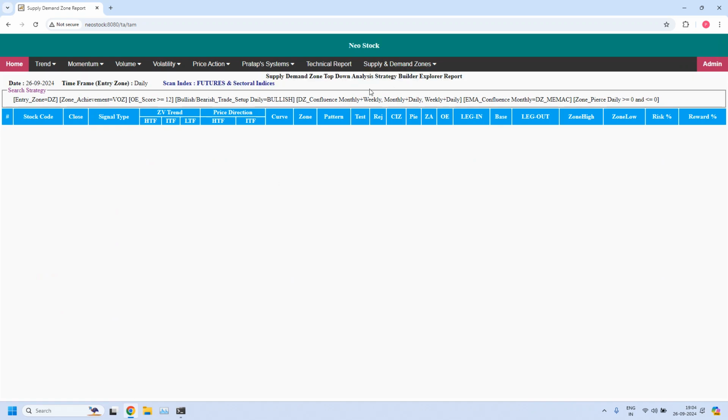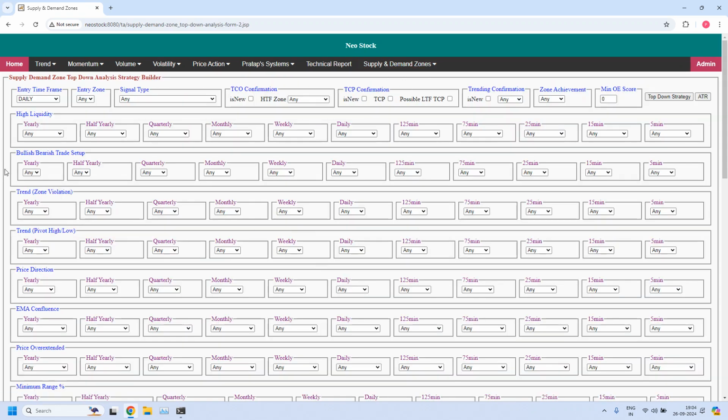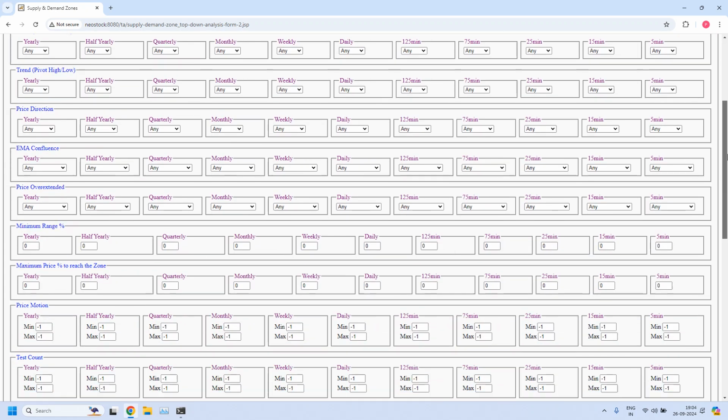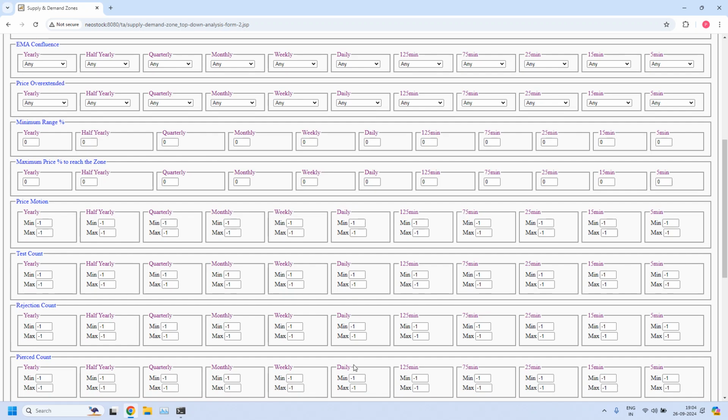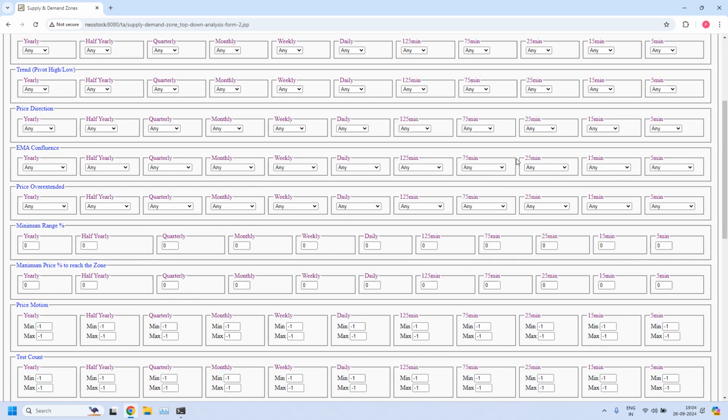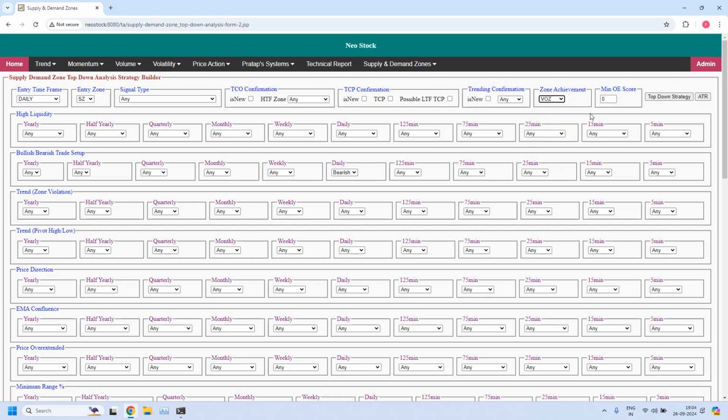Okay, the next set of reports are about the bearish trade setup for monthly income trade. Entry time frame daily, entry zone is supply zone. In bullish or bearish trade setup at daily, I am selecting bearish. The daily supply zone should not be pierced. In the pierced count, daily time frame, I am setting minimum value 0, maximum value 0. Zone achievement violated opposing zone, minimum odd enhancer score 12.